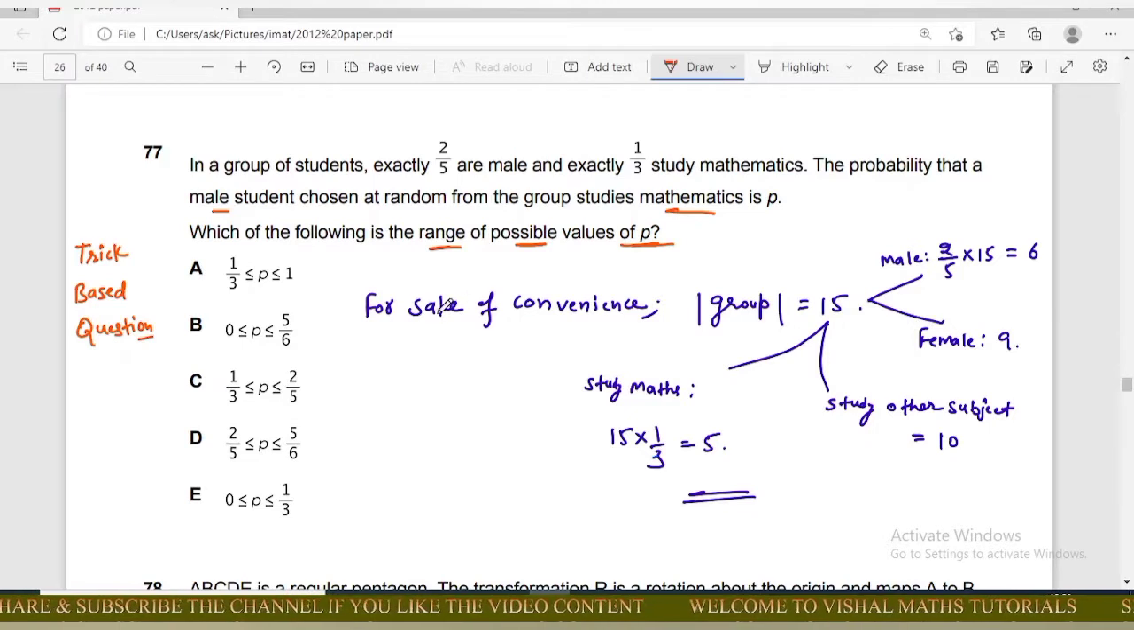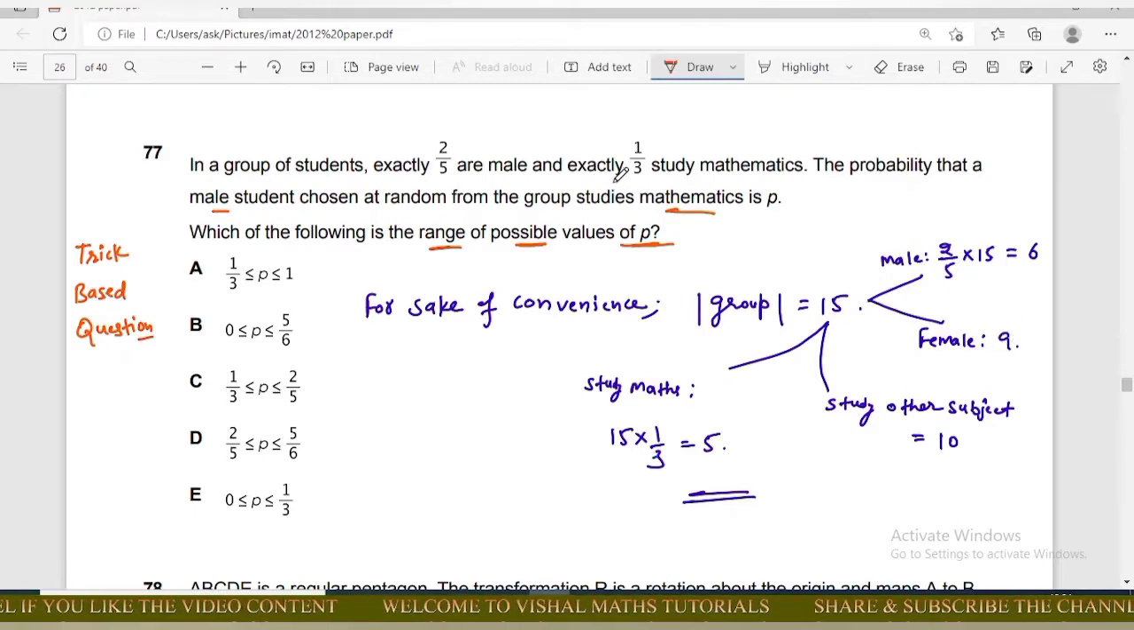For the sake of convenience, we take the cardinality of this group as 15. We take 15 because the denominators are 5 and 3, and the LCM of 5 and 3 is 15. Exactly 2/5 are male, so male is 2/5 times 15, that is 6. This implies that out of 15, 6 are male, so 9 are female.